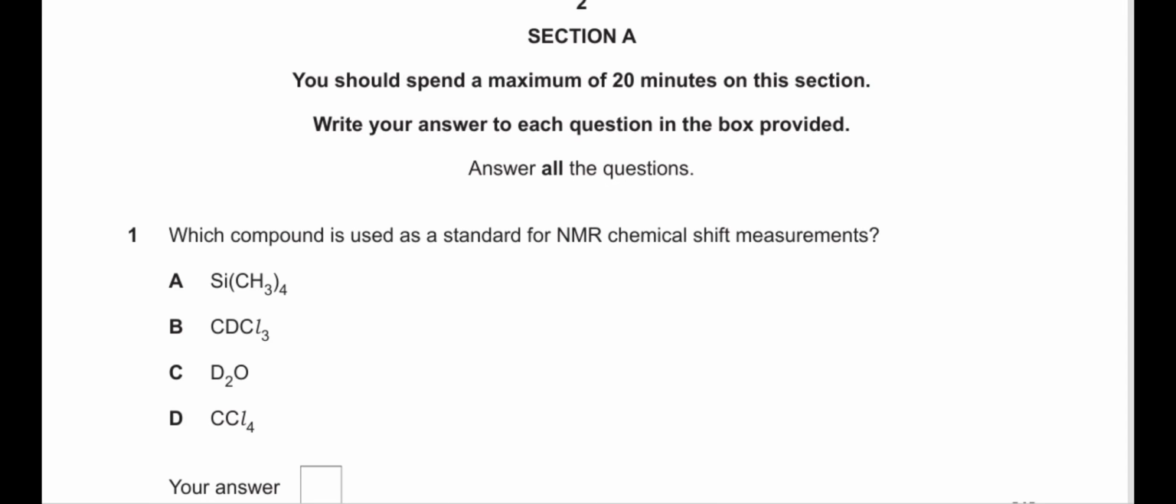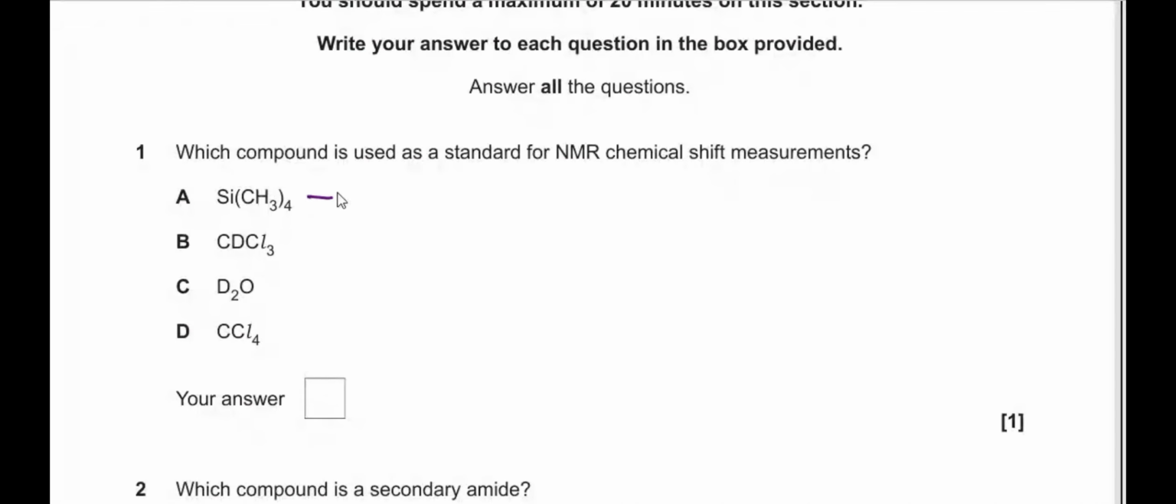Question 1. Which compound is used as a standard for NMR chemical shift measurements? It is this compound called tetramethylsilane, or otherwise famously known as TMS.